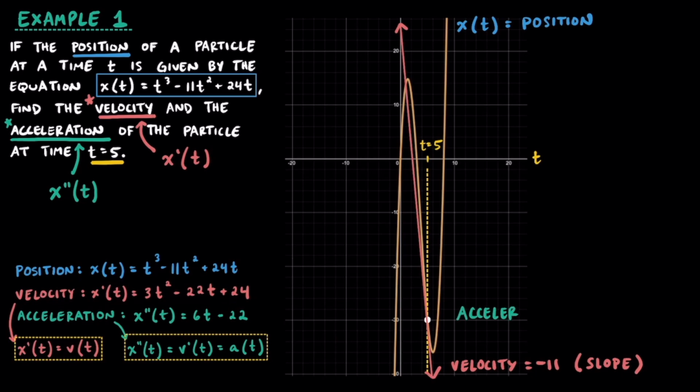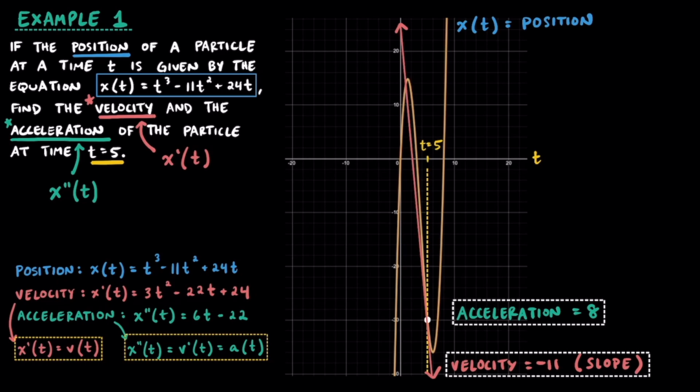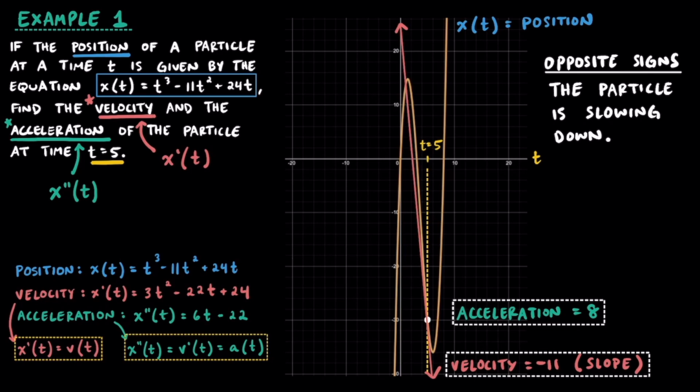Hopefully this gives you a little bit of a visual understanding of how the velocity is negative, so we can see it has a negative slope at this point, and we can also see that it's slowing down as the object is getting close to the bottom of this curve on the position function.